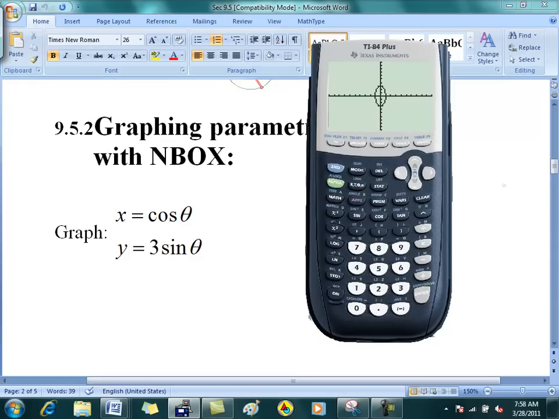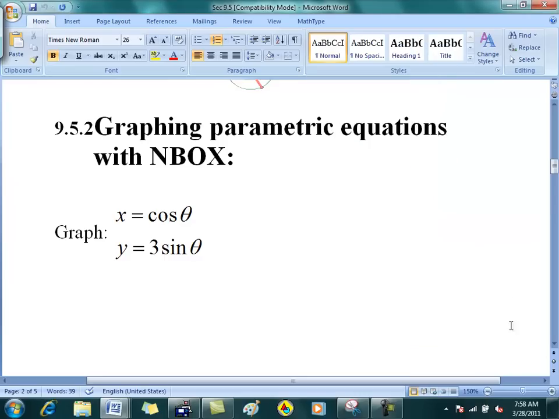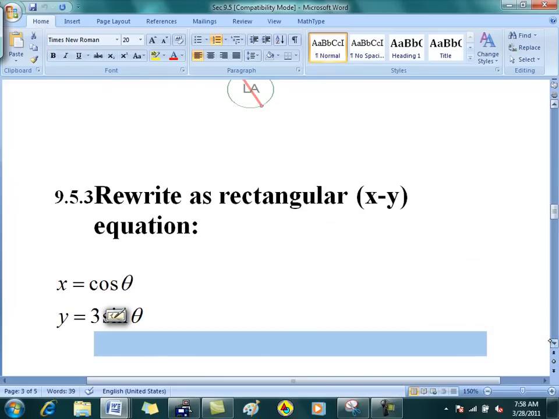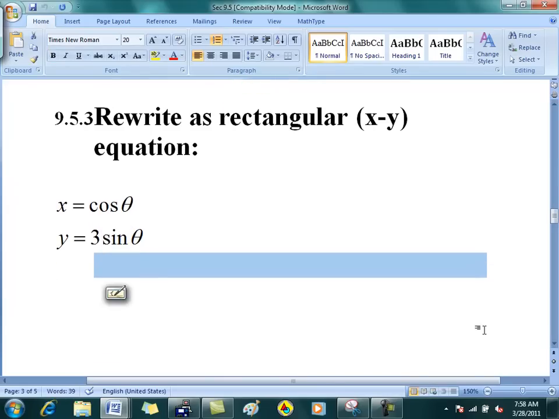Everybody caught up on the 84? What's up? All right, everybody get that? All right, is everybody there on the 84? Okay. All right, let's go on.